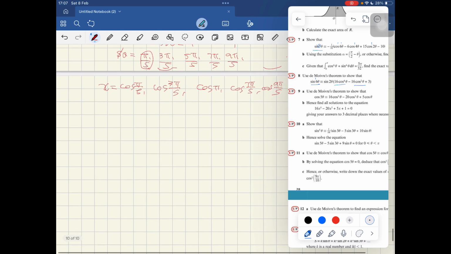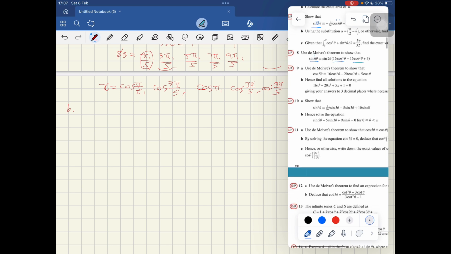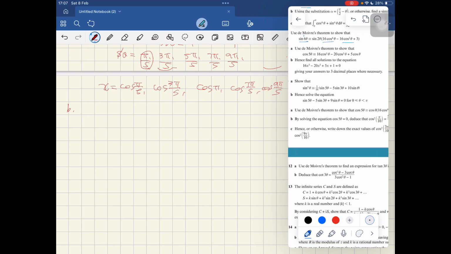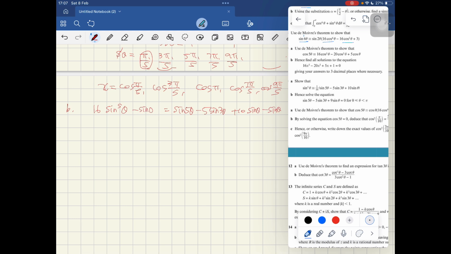Number 10 is also the same, so I will skip part A, but I will do part B. So sine 5 theta: now we know 16 sine to the power of 5 is sine 5 theta minus 5 sine 3 theta plus 10 sine theta, minus sine theta, minus sine theta, because we have 9 sine theta only. So this becomes 0. So 16 sine to the power of 5 theta minus sine theta equals 0.